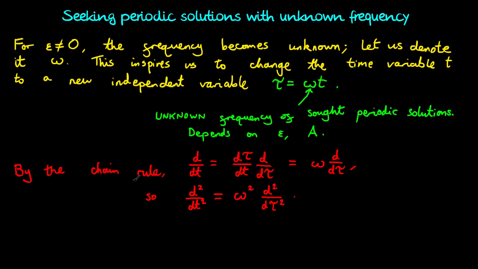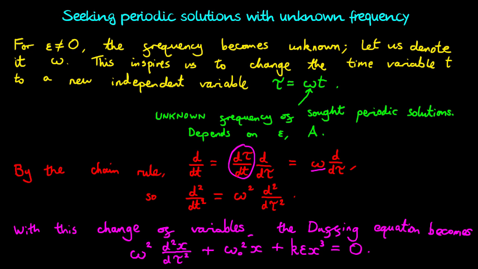And we can get that by using the chain rule, because d by dt is going to be exactly the same as d tau by dt, d by d tau. And you know that d tau by dt here, well, that's just the derivative of omega t with respect to t, so that's just going to be omega. And then similarly, if you do this again, you get that the second derivative will be omega squared times the second derivative with respect to tau. So this is just turning derivatives with respect to t into derivatives with respect to our new variable tau.